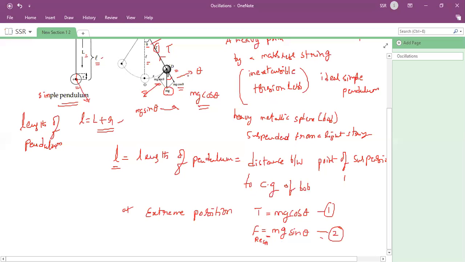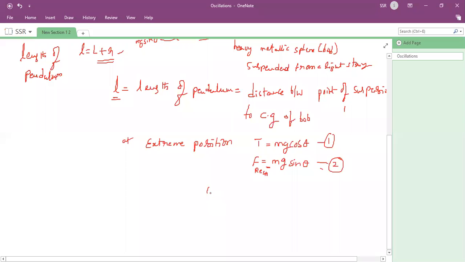So you can see our angular displacement theta, and L is the length of the simple pendulum. Let us say x is the arc length. Then you can write theta is equal to arc length x by radius L, so theta is equal to x by L. Yes or no?